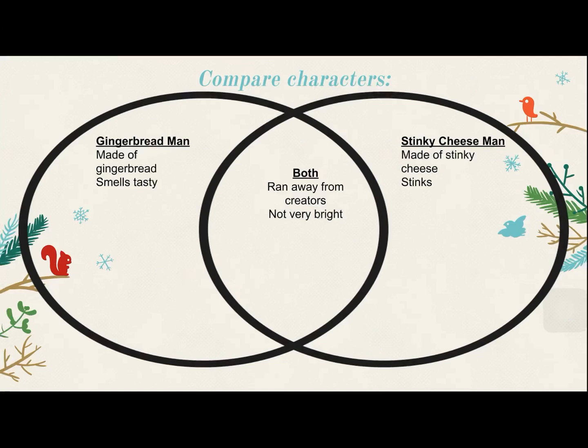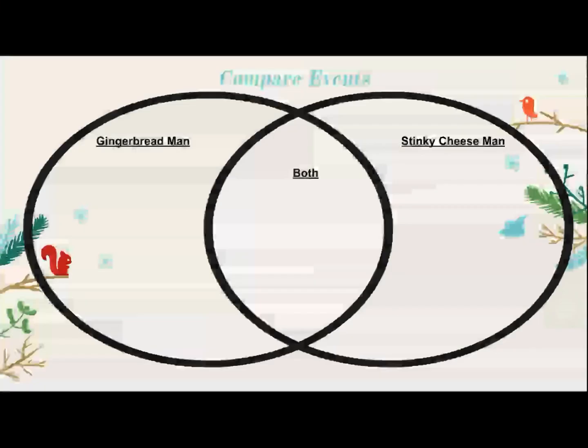Okay, so we'll notice that these differences cause differences in events, and some of the similarities cause some similarities in events. Why don't you figure out those differences and similarities now? How are the events of the story of the Gingerbread Man and Stinky Cheese Man different and the same? Pause the video and do that.